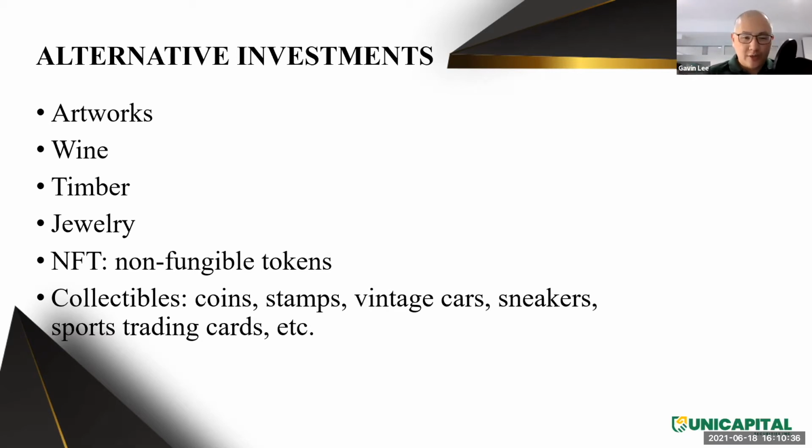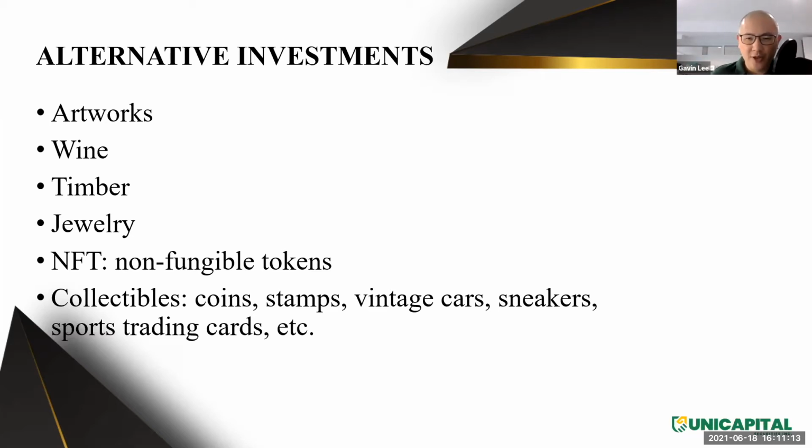We're familiar with artworks, paintings, sculptures. We're familiar with wine, so we drink wine. But guess what? There are people who actually invest in wine in order to sell them again. So certain types of wine appreciate in value, and then you can sell them again. Timber, for example, a very long-term horizon. We're looking at more than a decade just to wait for the timber to become something valuable. And then there's jewelry. We're familiar with jewelry. So jewelry passed down from grandparents to your parents to you to your children, etc.